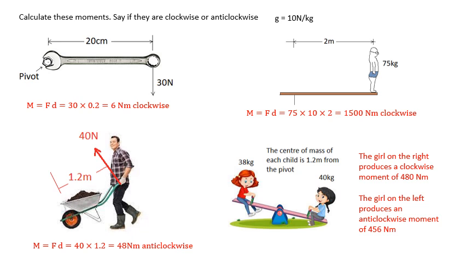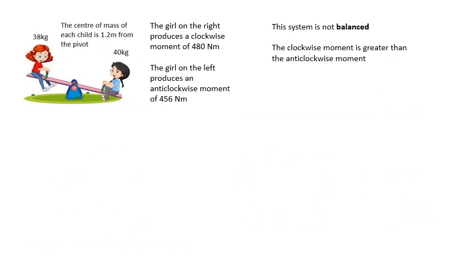Now, the seesaw, there are 2 moments. The girl on the right, she's going to produce a clockwise moment. The girl on the left will produce an anti-clockwise moment. And so there's 2 moments there, clockwise and anti-clockwise. You'll notice that one of them is bigger than the other one. And because of that, our seesaw isn't going to be balanced. So let's talk about this.